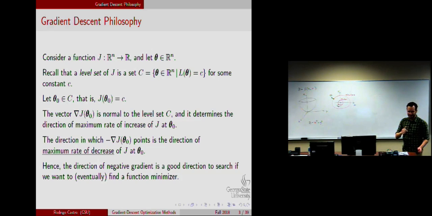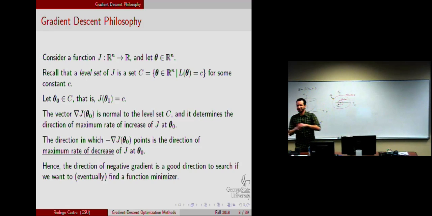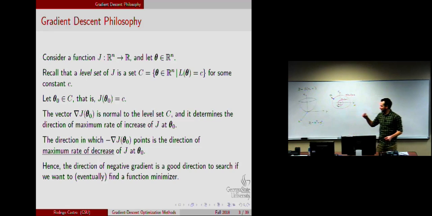Are you truly convinced? Do you see it clearly that, oh yeah, the gradient is of course normal and gives you the direction of maximum rate of increase? Do you see it clearly? Do you believe it? Are you convinced? Everybody? No? Yes? No? Because that's the key. That's the key of using this stuff: first believing that the gradient is always telling you that.